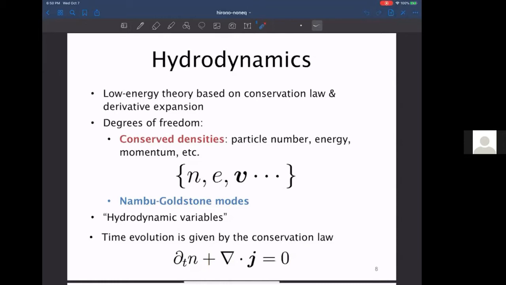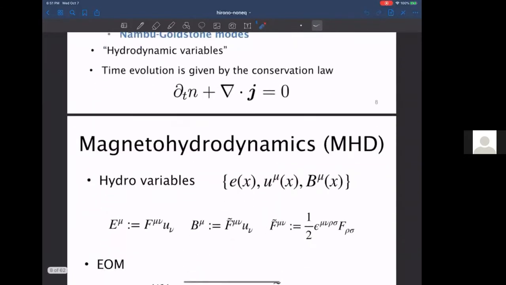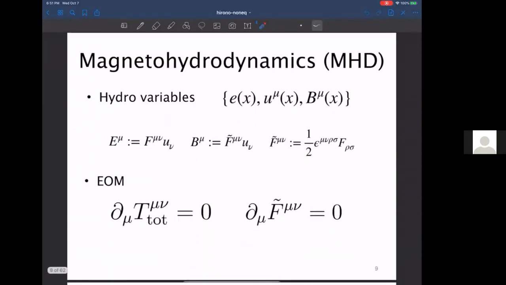The time evolution, for example, of the conserved charge density is given by the conservation law, like this. And the current is represented as a derivative expansion in terms of the hydrodynamic variables, and that is going to constitute the equation of motion, which is solvable in principle. Magnetohydrodynamics is actually such a theory.